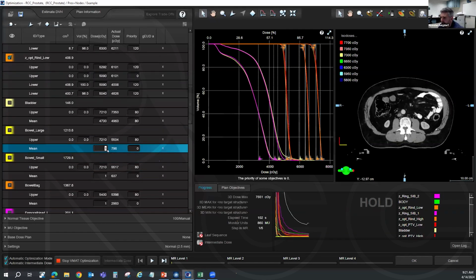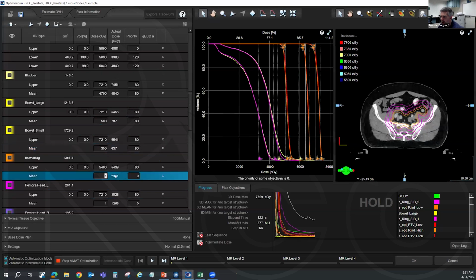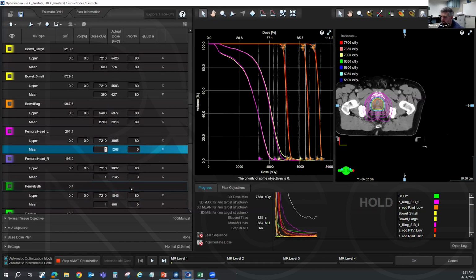And so this is at 800. So let's say maybe 500 I can set as a starting goal. So around 300 to 400 centigray less than what the optimizer initially reports. So this one's at 600. So let's say 650. I'll set it to 350. This one's at about 30. So I'll set it to 27. And I continue to do this for each organ at risk that we've contoured.